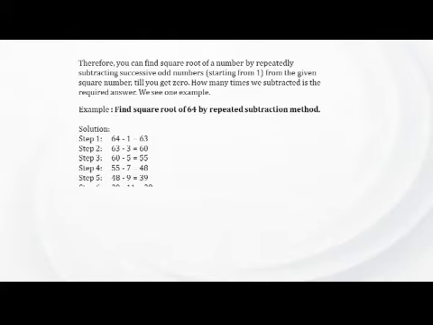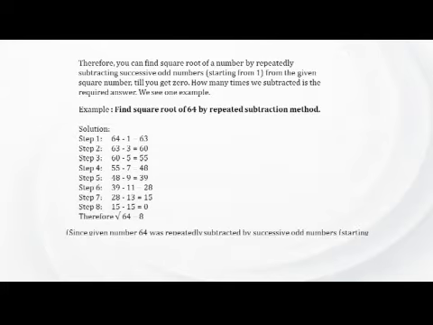Step 6. 39 minus 11 is equivalent to 28. Step 7. 28 minus 13 is equivalent to 15. Step 8. 15 minus 15 is equivalent to 0. Therefore, the square root of 64 is equivalent to 8. Since the given number 64 was repeatedly subtracted by successive odd numbers starting from 1 and we got 0 in the 8th step.